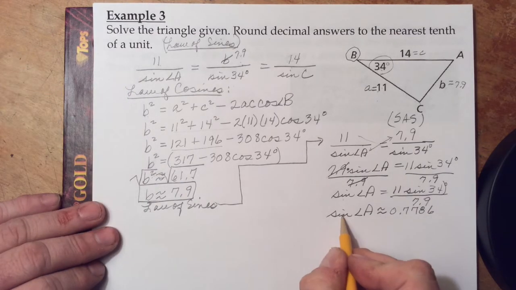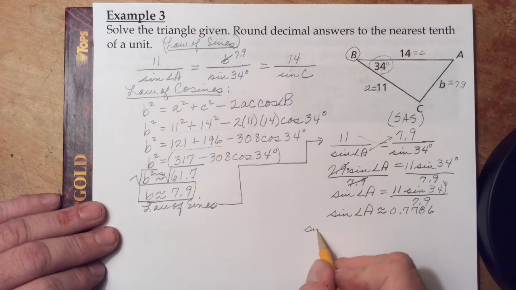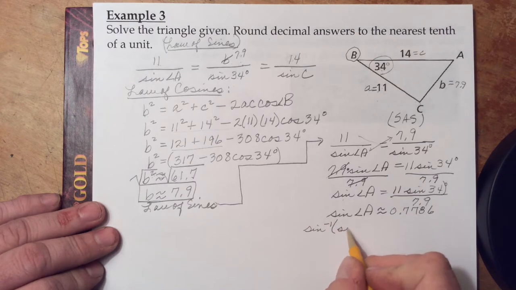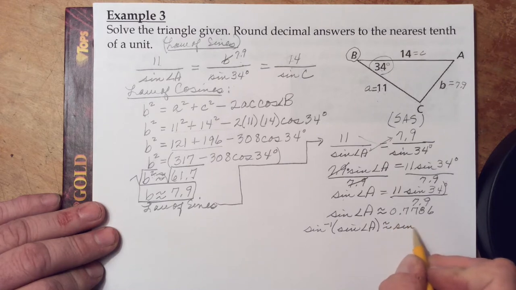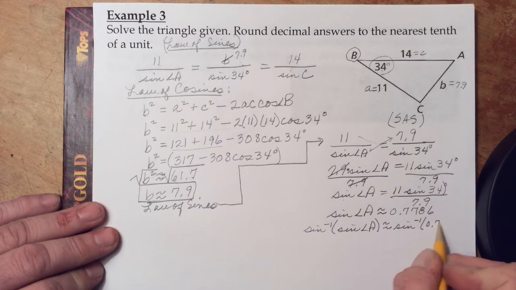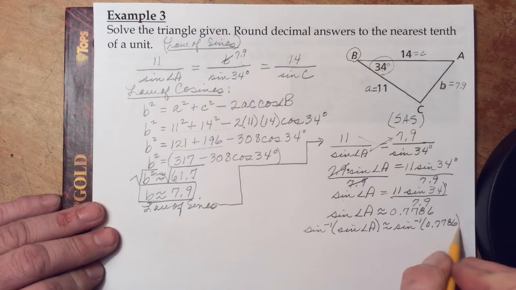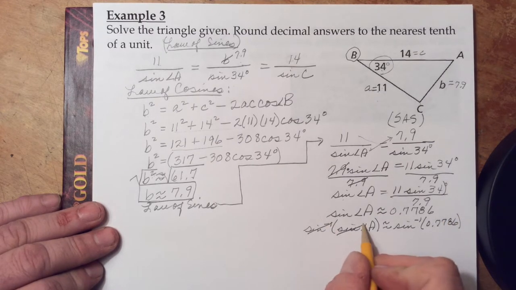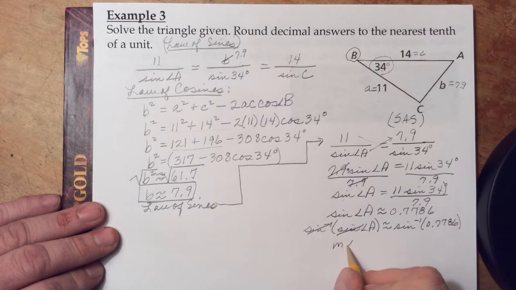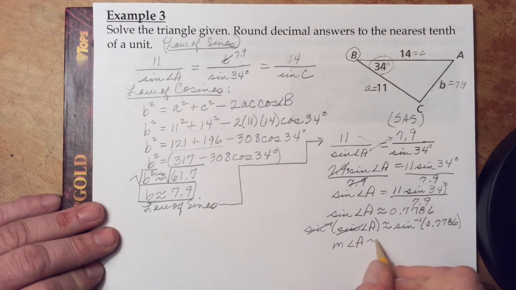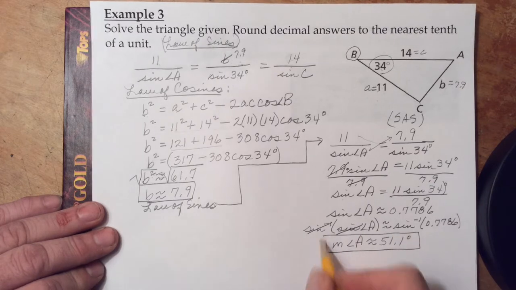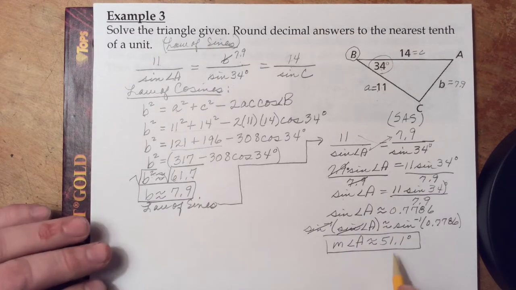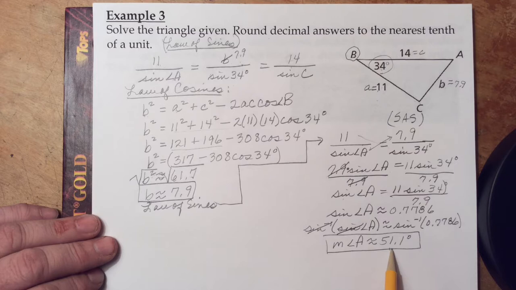Now we can get rid of the sine on the angle by taking the arc sine of both sides. So we take the arc sine of the sine of angle A, and then we have to do it on the other side. Take the arc sine of 0.7786. Arc sine and sine cancel each other out, and the measure of angle A is about 51.1 degrees. You can do that in your calculator. We've solved our triangle, and we found our second measurement, 51.1 degrees.